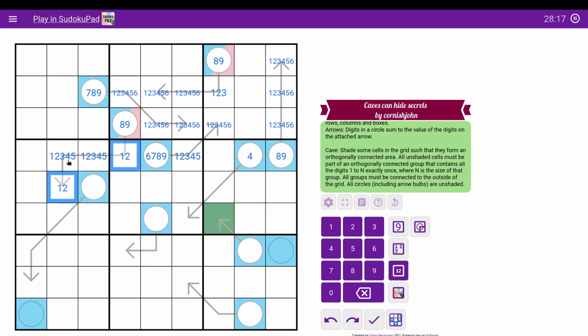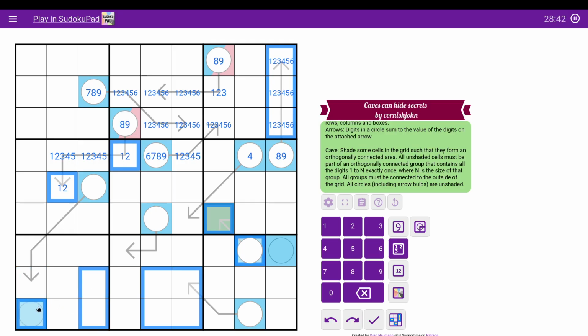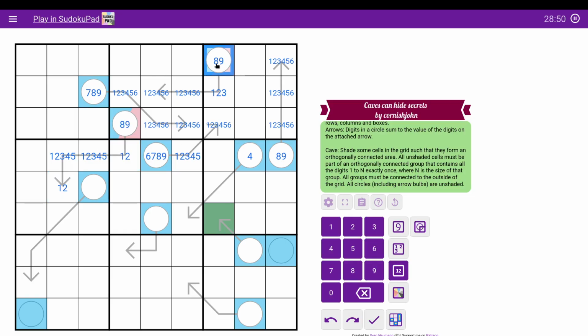Can I get a contradiction by assuming these are both 1? Can these be 1? What happens if these are 1? 1 up there. Seems fine. 1 down here. If these are 1s, these both being 9s give a contradiction. That puts a 9 here. 9. 9.